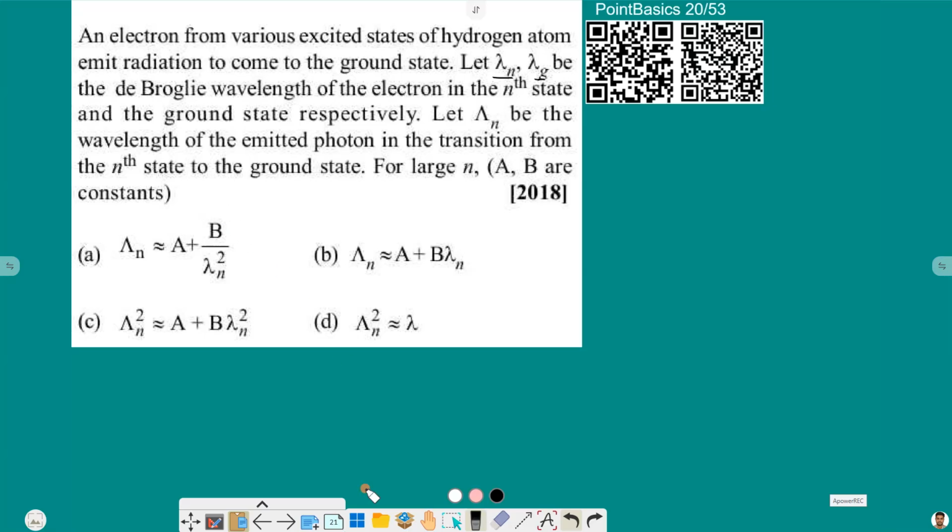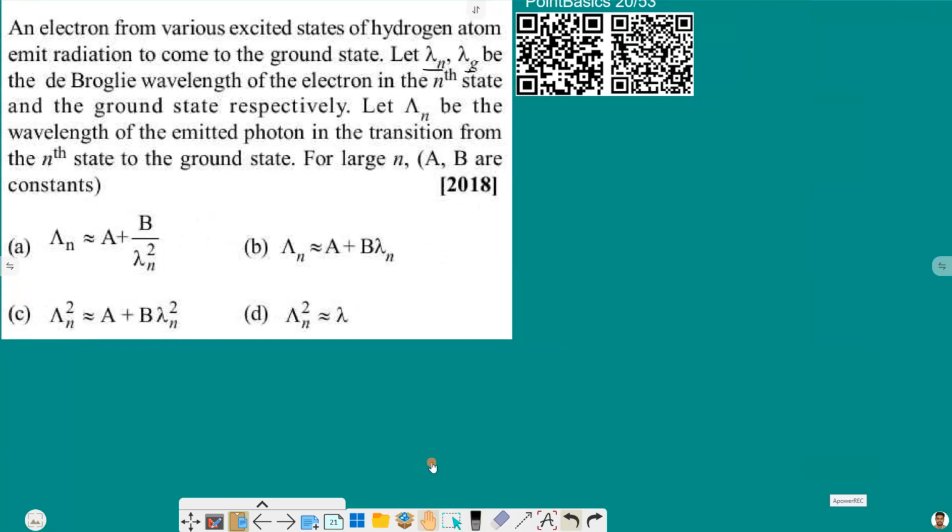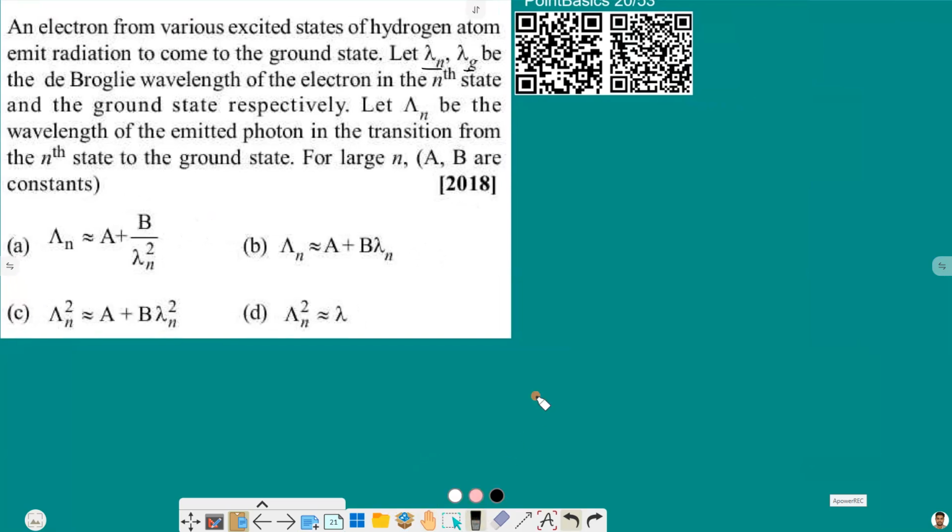Now we know that for a transition from the nth state to the ground state, or the first state, we can write that 1 by lambda will be equal to R times 1 by 1 square minus 1 by n square, and this will be lambda n because we are transitioning from the nth level to the first level. Now what we can do is write lambda n is equal to 1 by R, into 1 minus 1 by n square raised to the power minus 1.